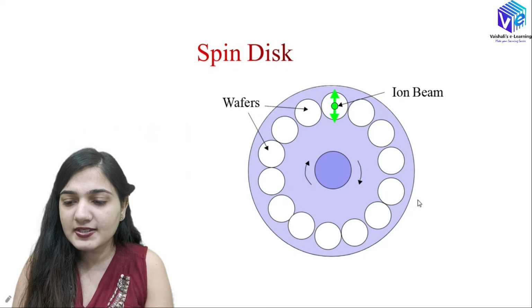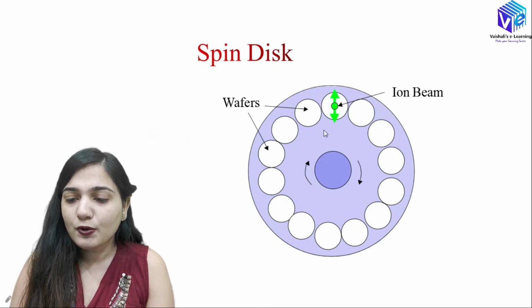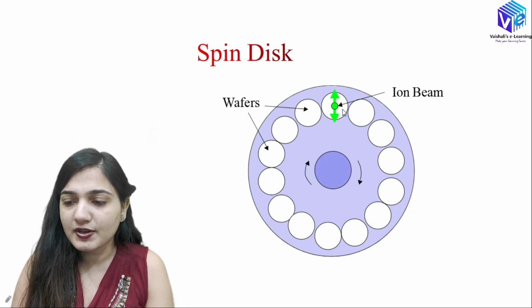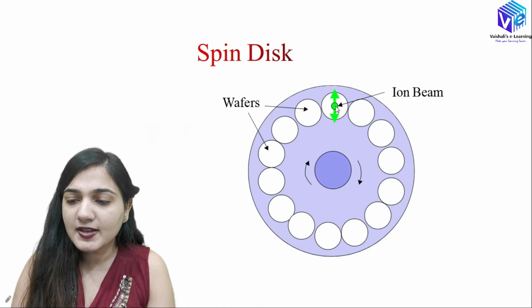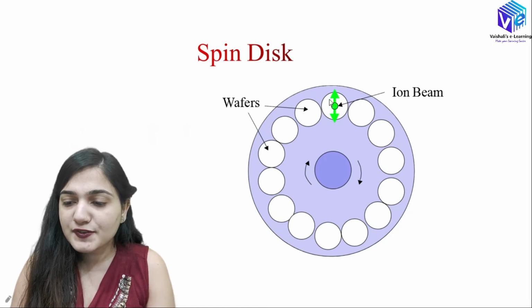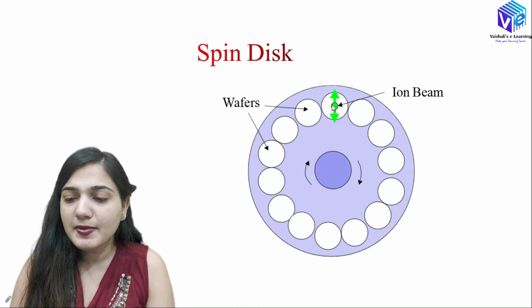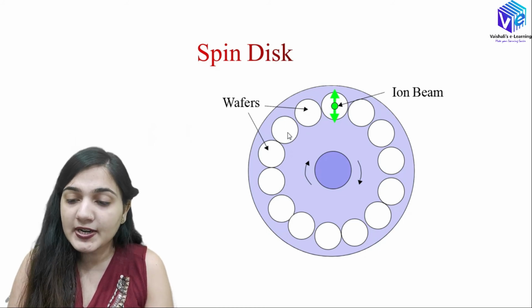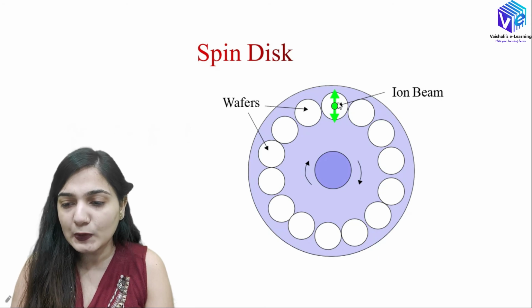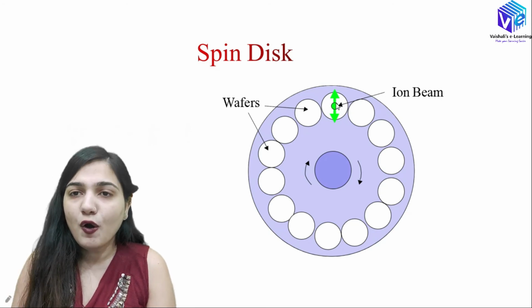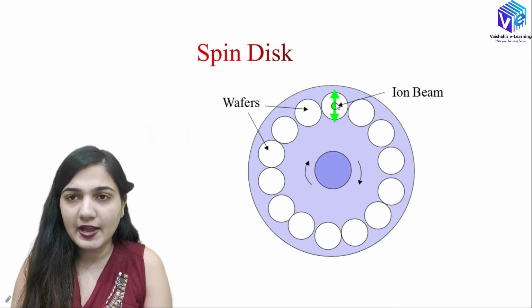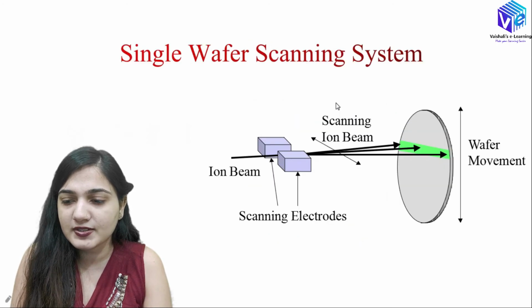Then we have the spin disc. Okay, in the spin disc, this is the disc that is rotating. Okay, and here we have the wafers. So this is how we have the ions. So the ion beam is coming only at this point. When this is rotating, then this wafer will come below this ion beam line, and at a later instant of time this wafer will come below this ion beam line. And this is how all of the wafers come below the ion beam line, and we are generating the doped region in all of these cases.